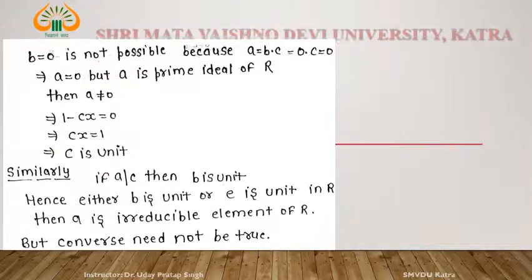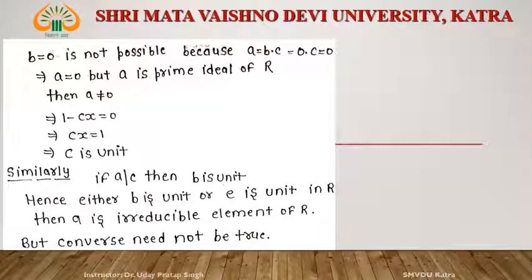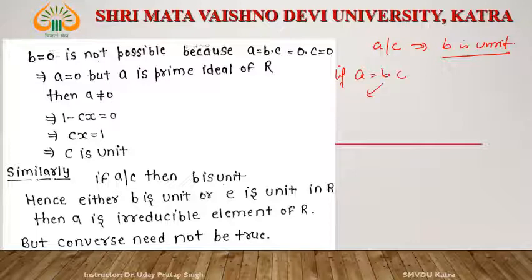Similarly, if a divides c, then in a similar fashion b is a unit. It means if a equals bc, then either this is a unit or this is a unit. And this shows that a is irreducible.